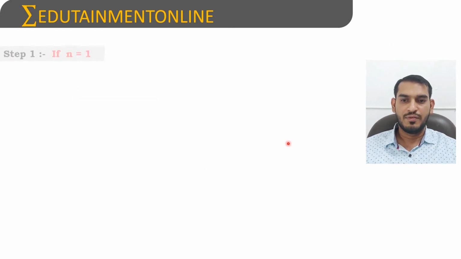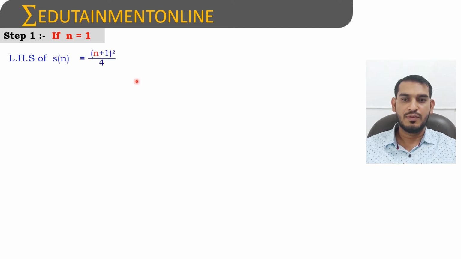So first step, we have to prove that S of n is true for n equals 1. Substitute the value 1 in the nth term, which is n plus 1 whole square by 4. So 1 plus 1 whole square by 4. 1 plus 1 whole square is 2 square, 2 square is nothing but 4, and 4 by 4 is 1.